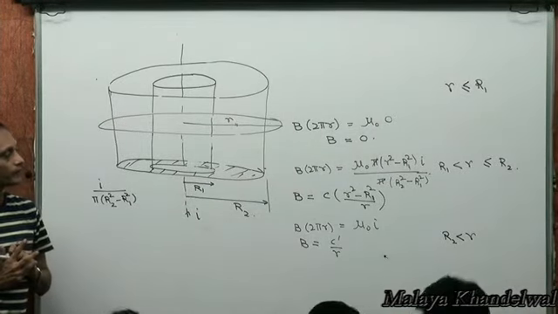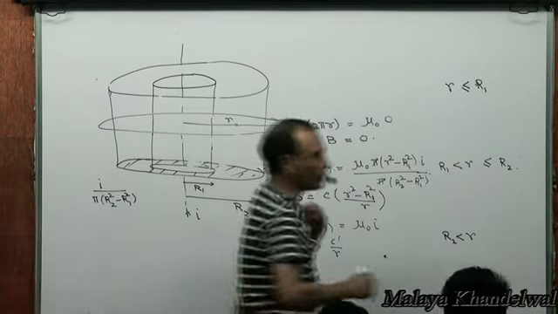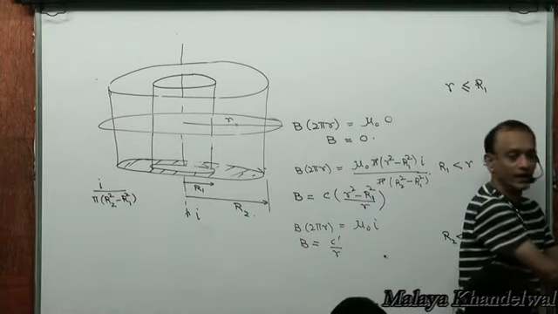Right? Now let's draw the graph of B versus small r. I hope all of you understand this.